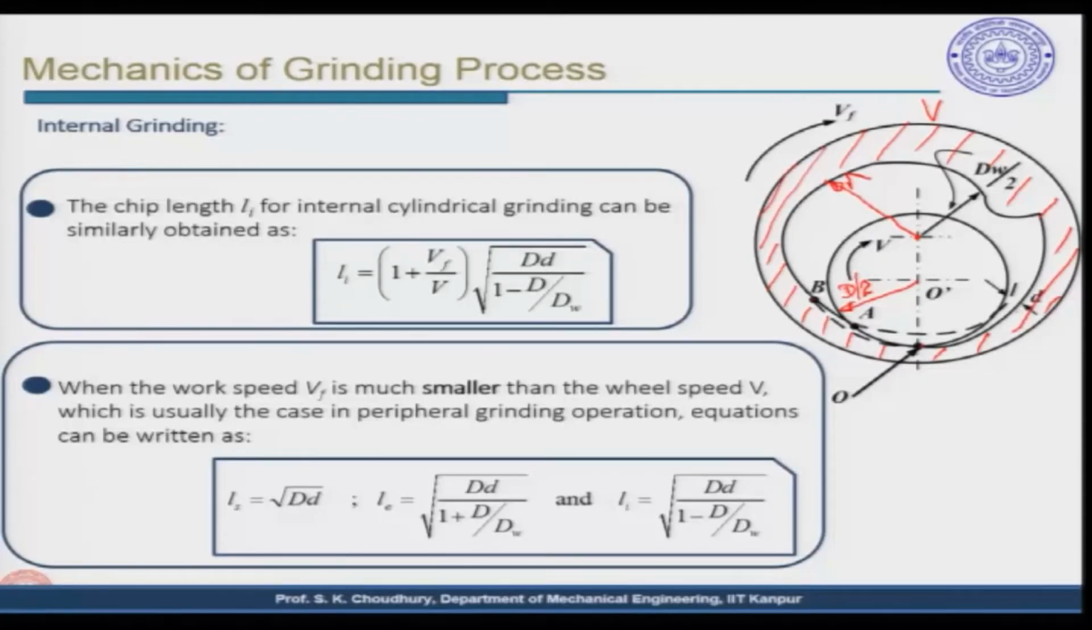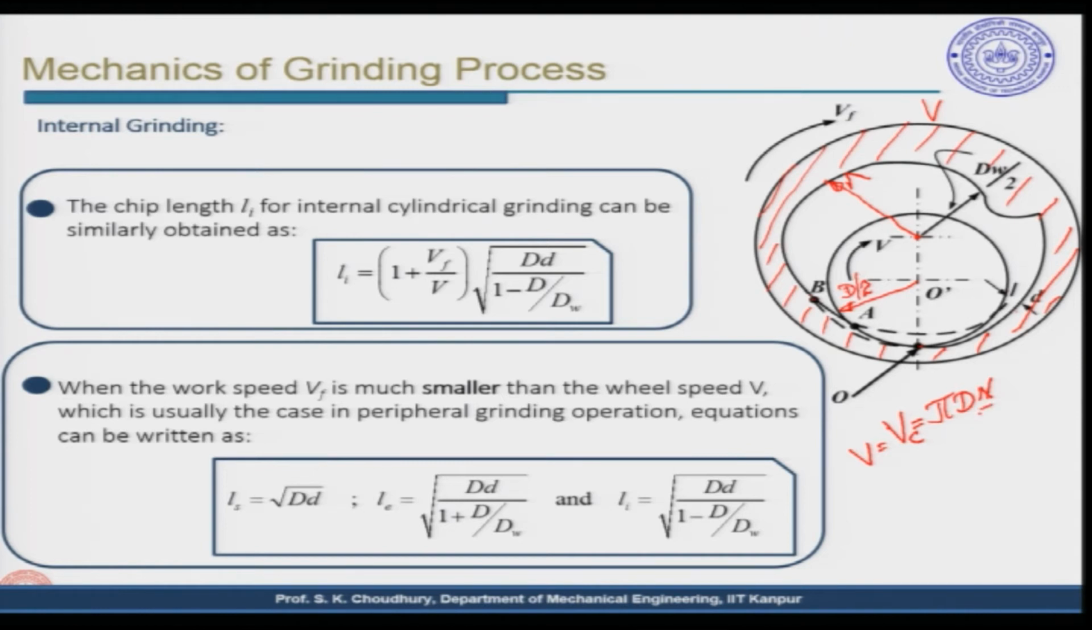So we have that OAB, here the chip length is OB, which is OA plus AB, which is OA into 1 plus VF divided by VC, or VF divided by V. V or VC is the grinding wheel speed, that is found by pi into grinding wheel diameter D into n. So V or Vc is the same here. So this is pi, D and n.